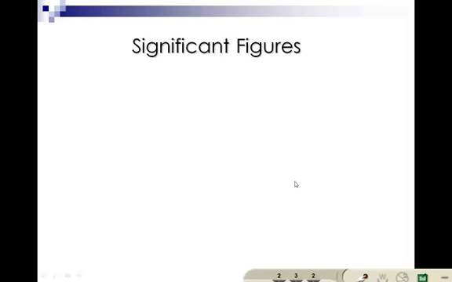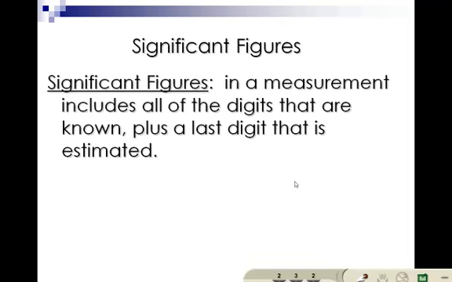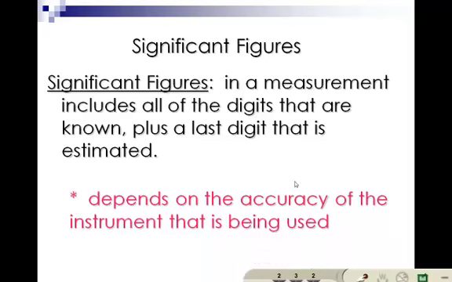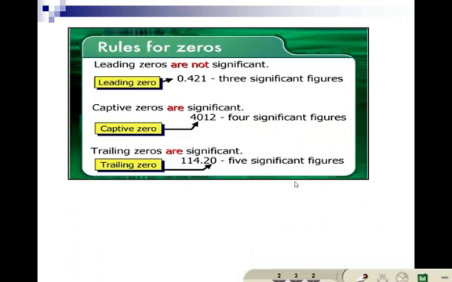Okay, we're going to talk about significant figures now, and we're going to learn how to count them and to round them. First, significant figures is basically when you have a measurement, it's all the digits you can read plus one that's estimated. And also, it depends on the accuracy of the instrument that you're using. There are some rules for significant figures. There are three up here on the screen now.